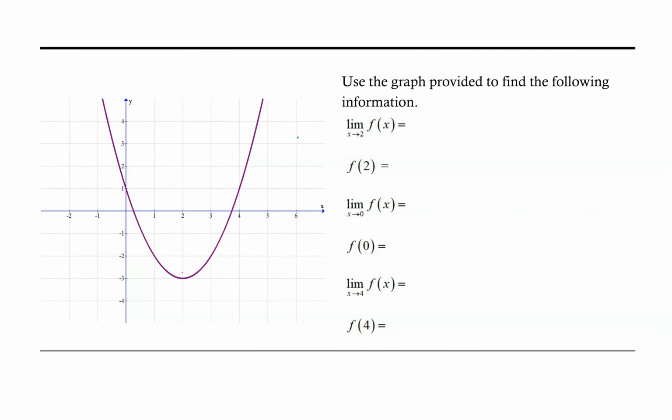So we're going to see how we can use a graph to find a limit of a function. On our left, we have a graph of our function f of x, and on the right, we're looking for various quantities. First, we have the limit as x approaches 2 of f of x.